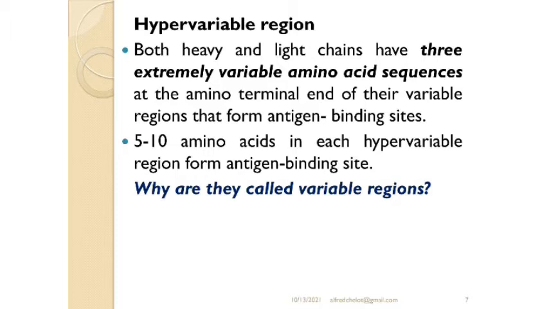And like we have already said, they provide the region for antigen binding. Now, why are they called variable regions? They are called variable regions because of their variation in the amino acid sequence between the immunoglobulins synthesized by different B lymphocytes. So that one is very important for you to know.